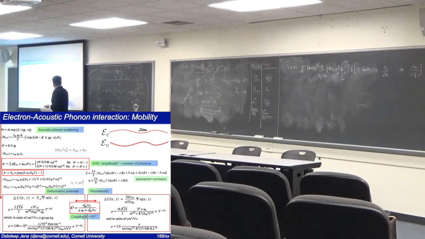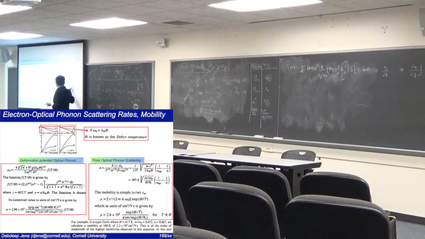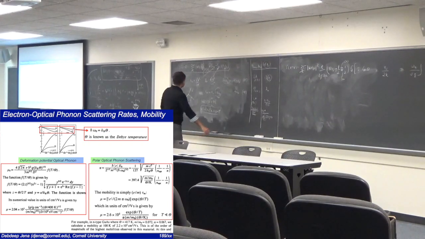And polar optical phonon will look like that. You have that little Born effective charge factor here and all that. So that appears there. And for polar optical phonon, the n omega, the number of phonons, is always Bose-Einstein.